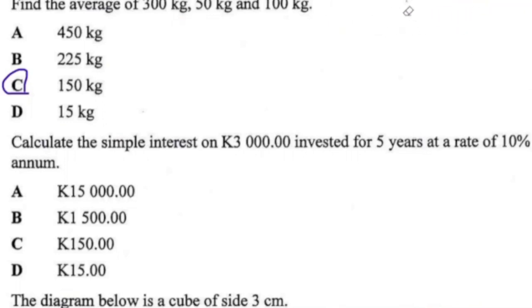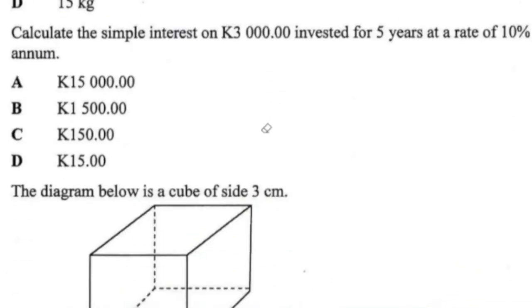We go to question number 54. Question number 54 is: calculate the simple interest on a 3,000 investment for 5 years at a rate of 10%. So you and me, we know the formula for interest. Let me just delete this, so that I reduce the handwriting.